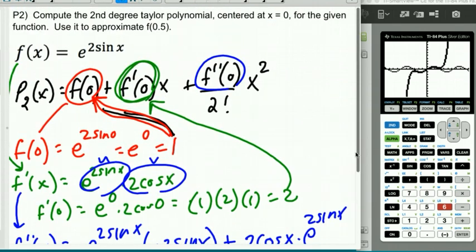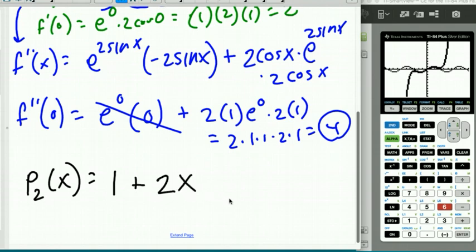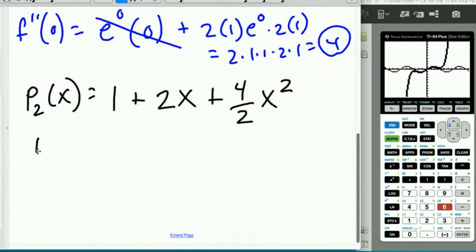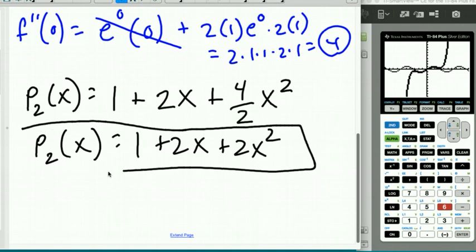Okay, so now let's go ahead and see what happens. That means that my p sub 2 of x is going to be f of 0, which was 1, plus f prime of 0, which was 2, x to the first, plus f double prime of 0, which is 4, over 2 factorial times an x squared. So it seems to me that I get that p sub 2 of x is a 1 plus a 2x plus a 2x squared. So that's the approximation that you want. That's the second degree Taylor polynomial.